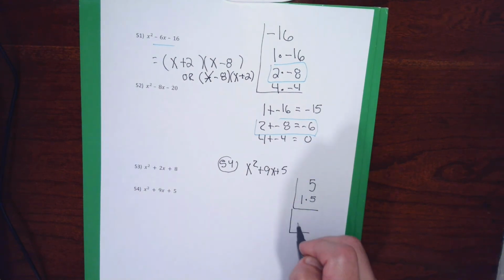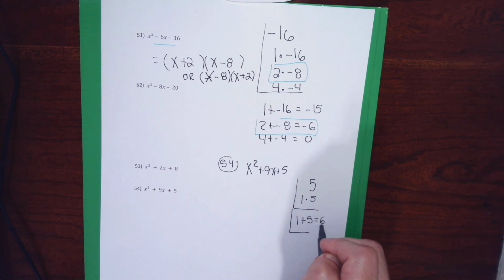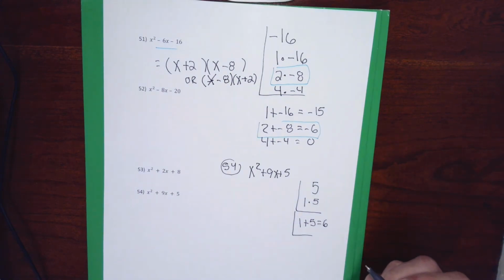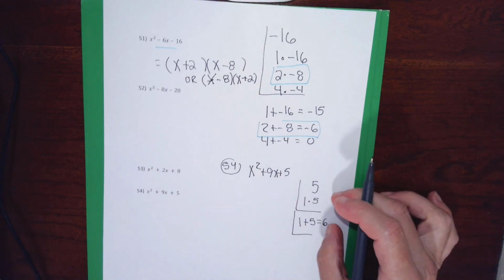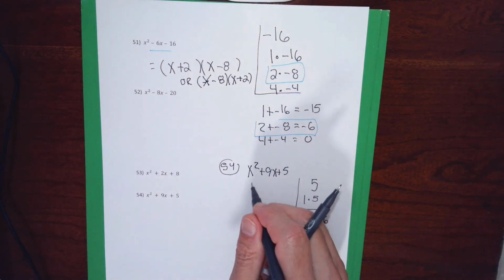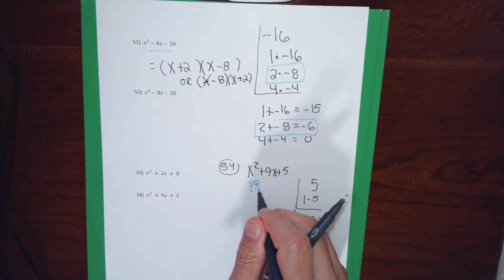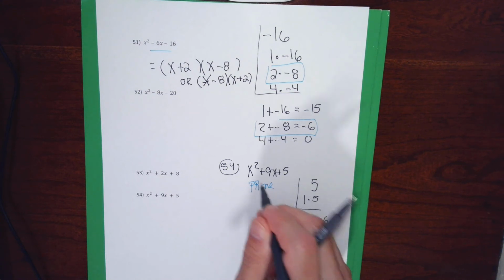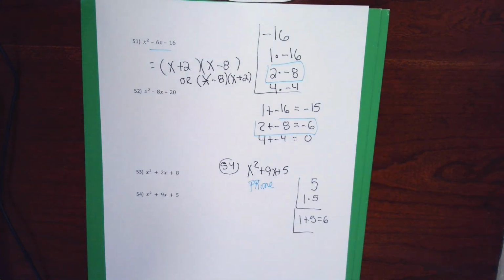Now I'm going to add these. 1 plus 5 adds to 6. I need a pair that add to 9. The only pair that are even permissible are 1 and 5, since I can't find a pair of numbers that do what they need to do, specifically be both plus and multiply to 5 and add to 9. That makes this prime.